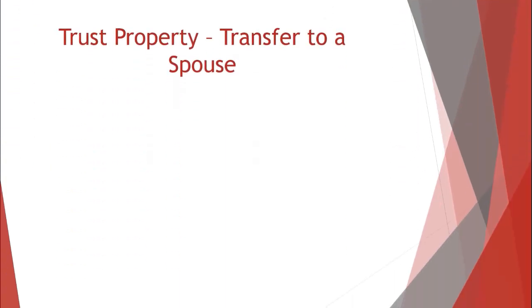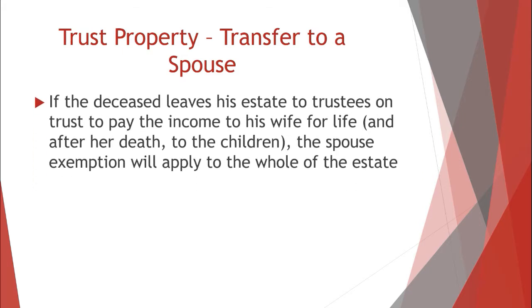Trust property. As noted above, a life tenant under an interest in possession trust is deemed to own the capital fund while he is in possession and is treated for IHT purposes as beneficially entitled to the whole of the trust fund, which will be taxed on his death as part of his estate. Therefore, if the deceased leaves his estate to trustees on trust to pay the income to his wife for life and after her death to the children, the spouse exemption will apply to the whole of the estate, i.e. as if the wife has received the capital as well as the income.